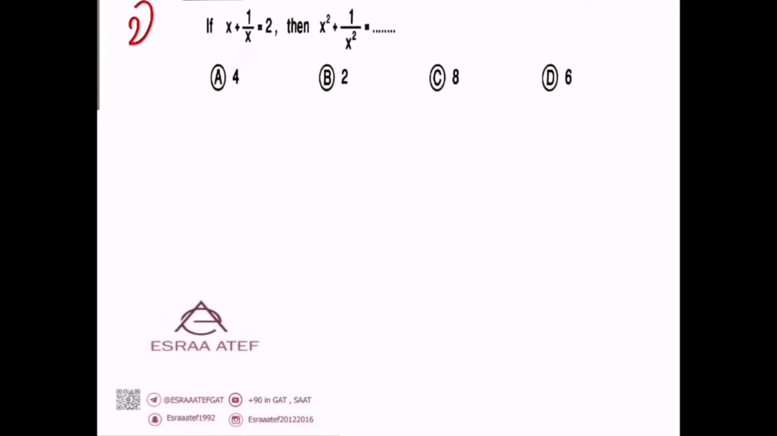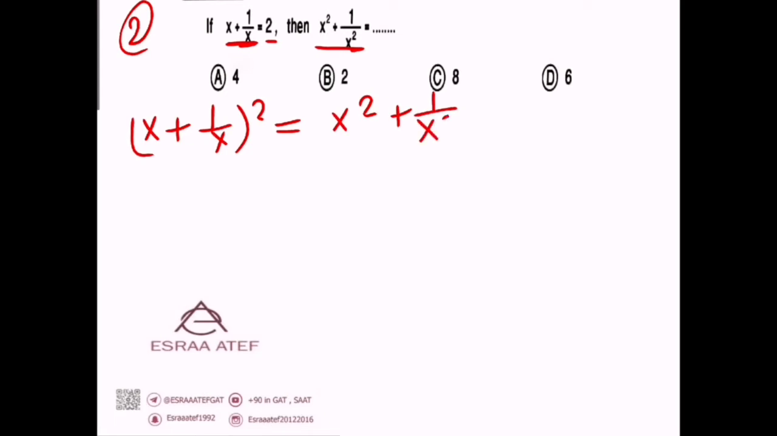Okay, question number 2: x plus 1 over x equals 2, and he needs x squared plus 1 over x squared. Okay, how can we get it? x plus 1 over x, if we square it, it will be x squared plus 1 over x squared, squaring of the first and squaring of the second, and then plus 2 times the first times the second.